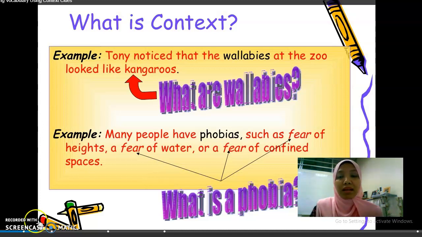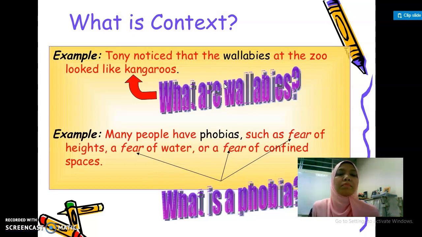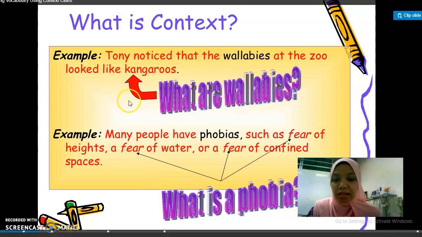Let's look at the example that I'm sharing here. Tony noticed that the wallabies at the zoo look like kangaroos. The word that we're looking for in this sentence is wallabies. What are wallabies? Even though you are given a strange, low frequency word, at the end of the sentence you can see the phrase look like kangaroos. So you know it's a kind of animal. Let's look at the second example.